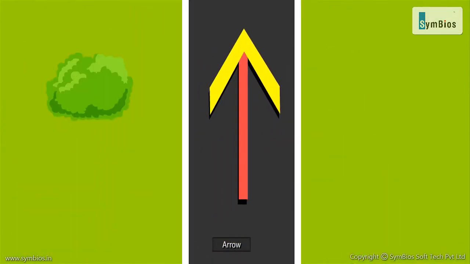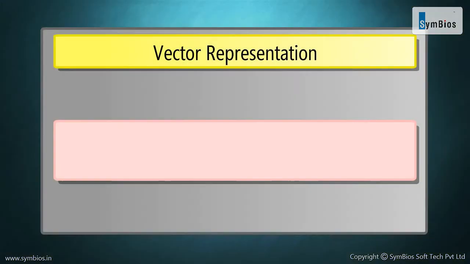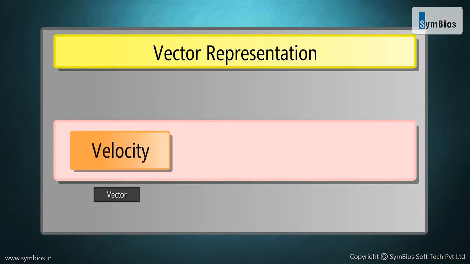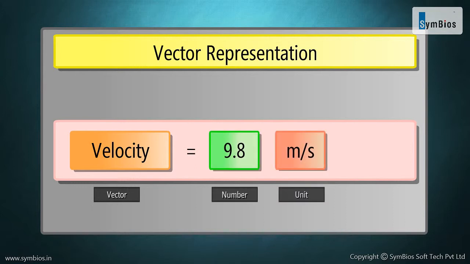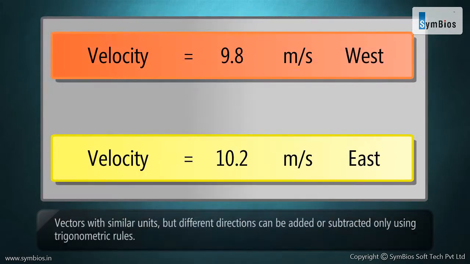of the vector quantity. A vector quantity is completely represented only when a number with proper unit is followed by direction. Vectors with similar units but different directions can be added or subtracted only using trigonometric rules.